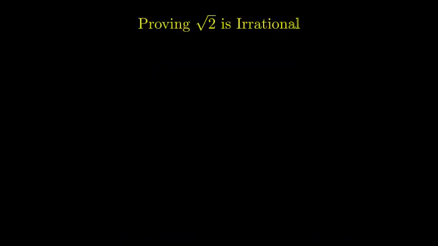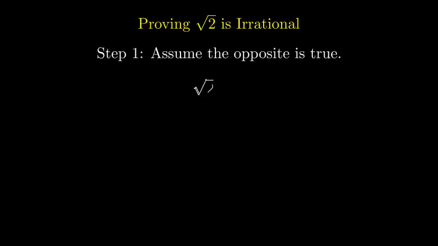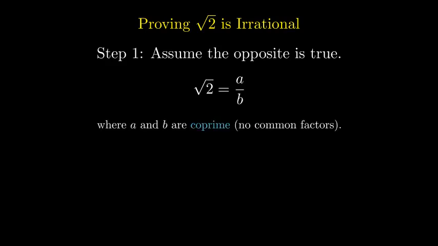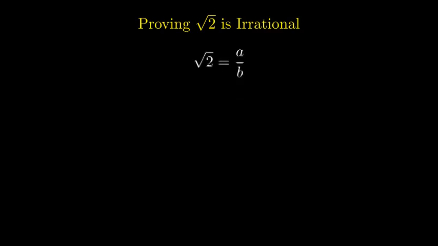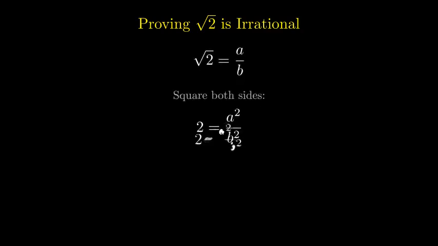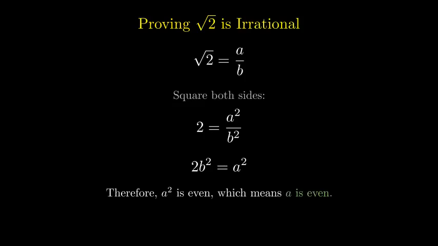Theorem 1.3 proves that the square root of 2 is irrational. Step 1. Assume the opposite. Suppose root 2 is rational. Then root 2 equals a over b, where a and b are coprime, they have no common factors. Step 2. Square both sides. 2 equals a squared over b squared. Therefore, 2b squared equals a squared.